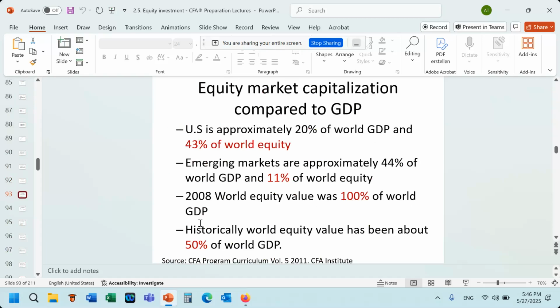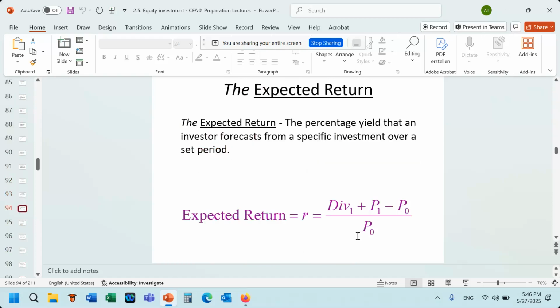Another statistic to keep in mind, and sometimes I've seen it in CFA exams, is that the value of the world's equity is about 100% of the value of the world's gross domestic product. And this statistic was from 2008, but if you go over other years and average, the average is about 50%.